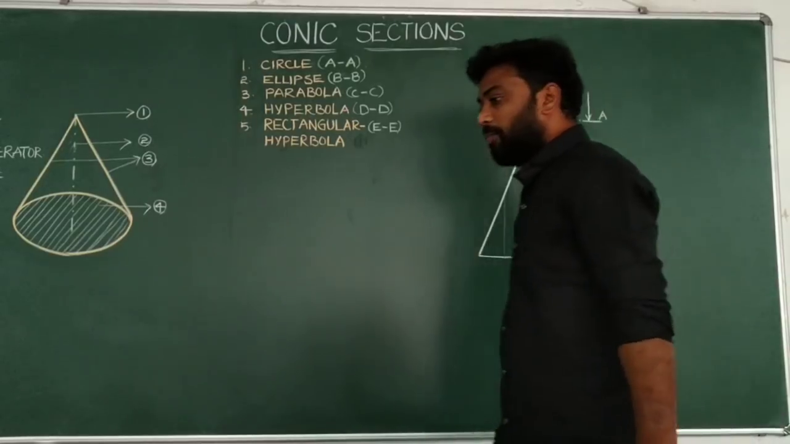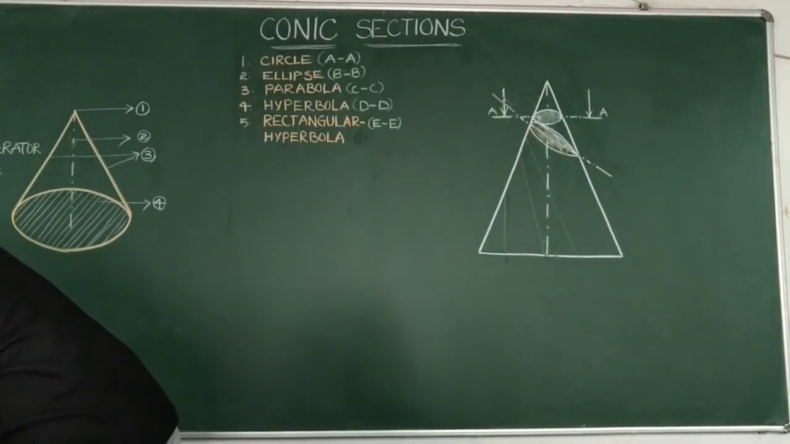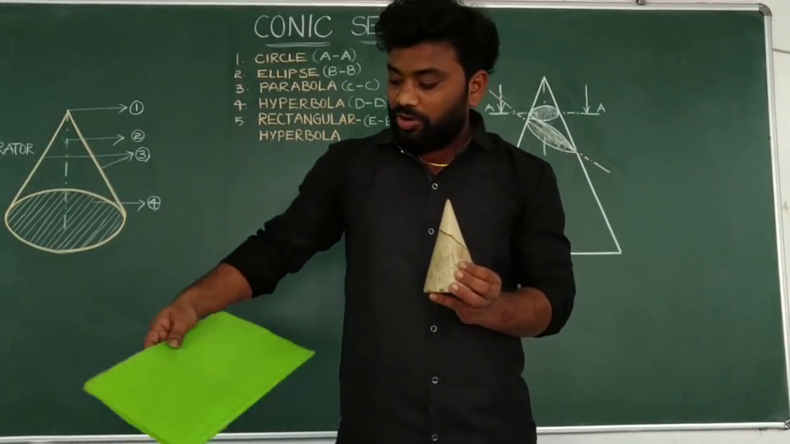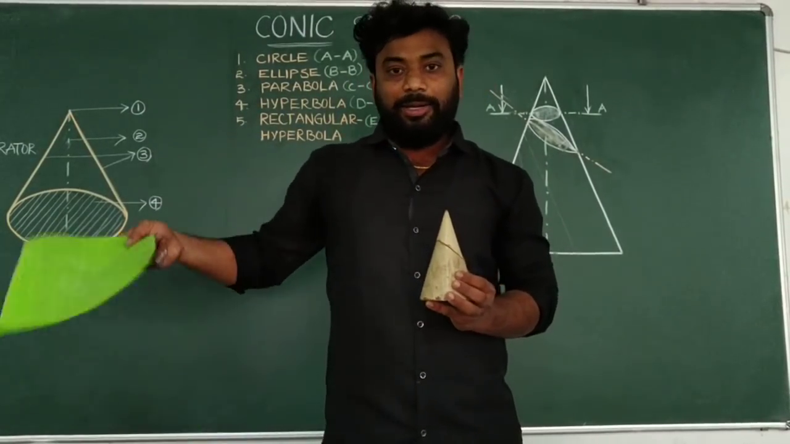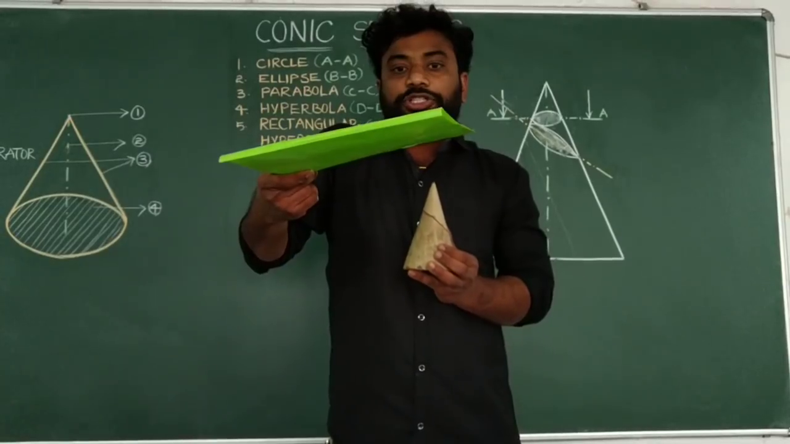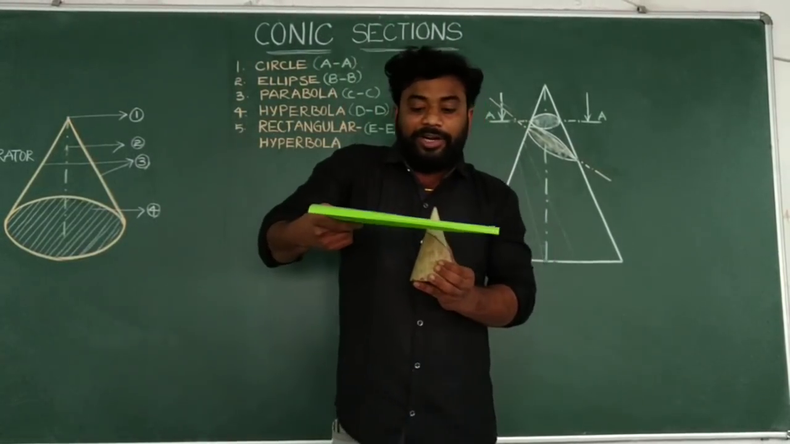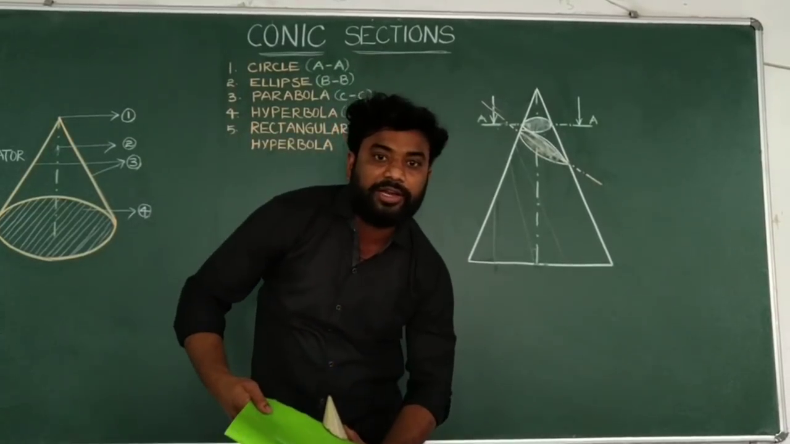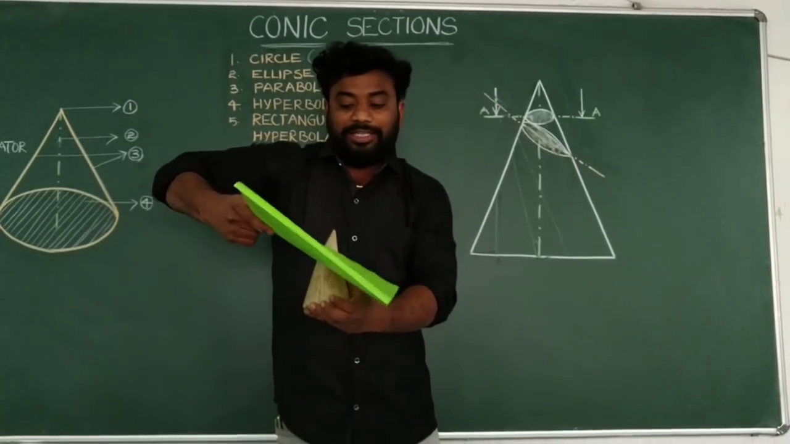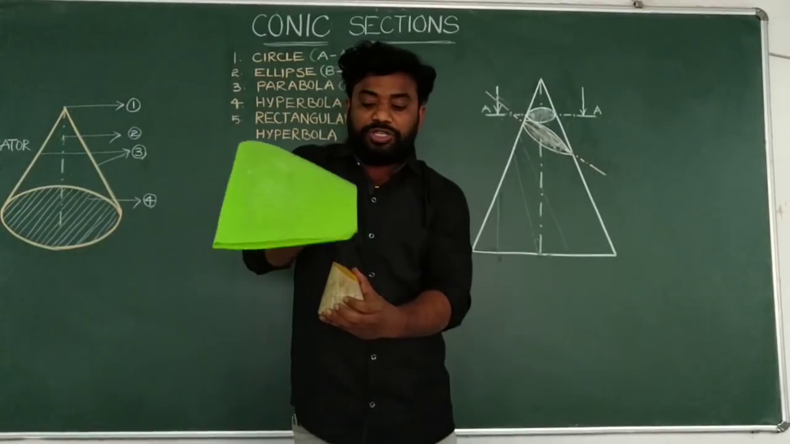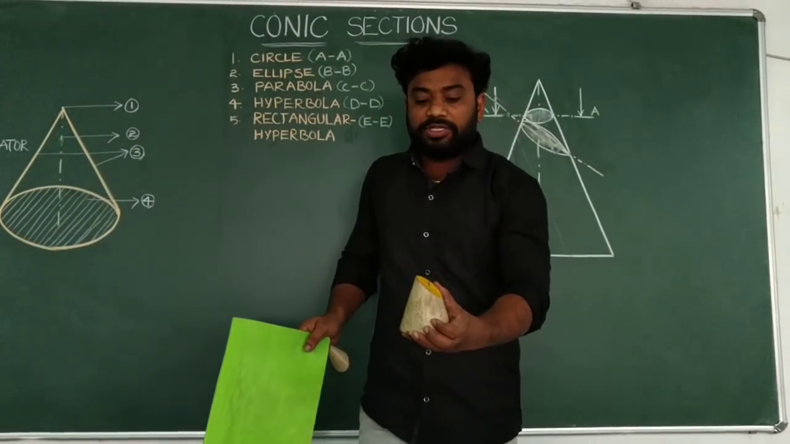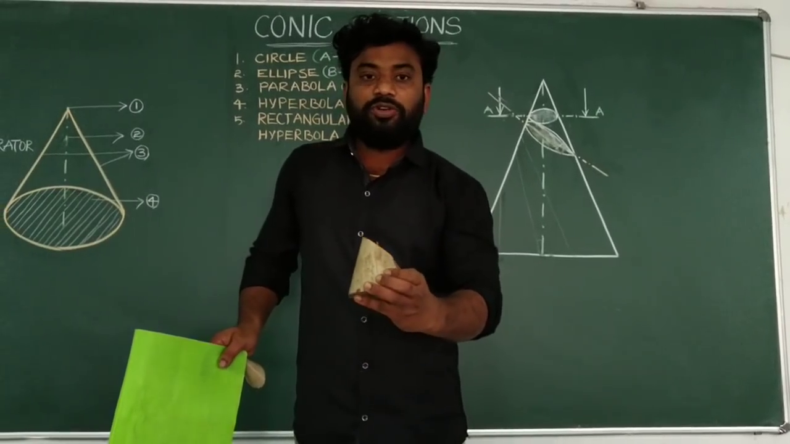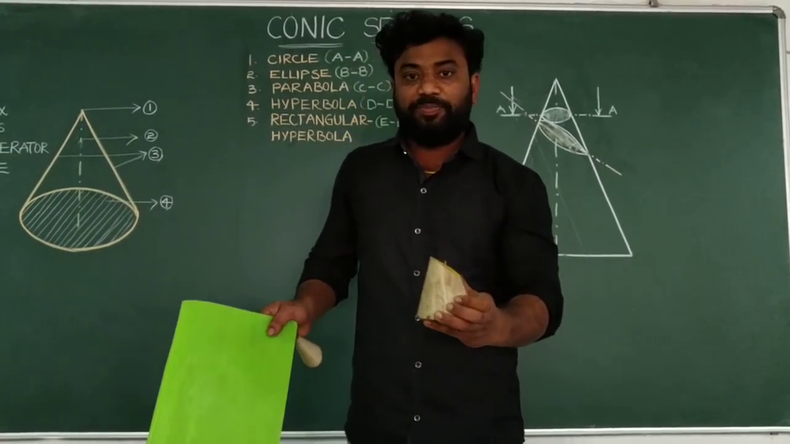Here I have the model of the elliptical shape of the object. I am having the cone. Here this is the cutting plane. As I said, the position of the cutting plane is 45 degrees inclined to the axis of the cone. So we can cut the object in this direction. Then after removing the top portion, we will be getting the new surface, that is the elliptical plane surface. So this is about the second conic, that is the ellipse.